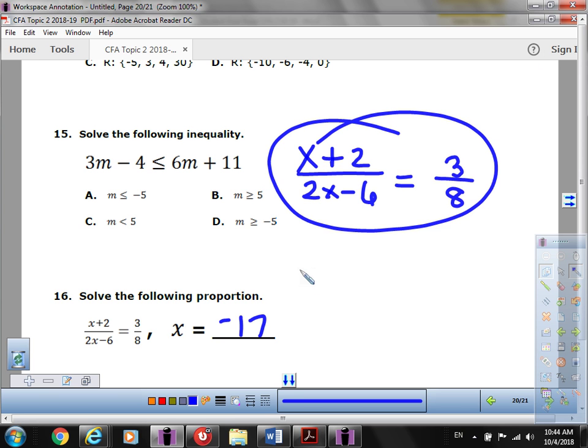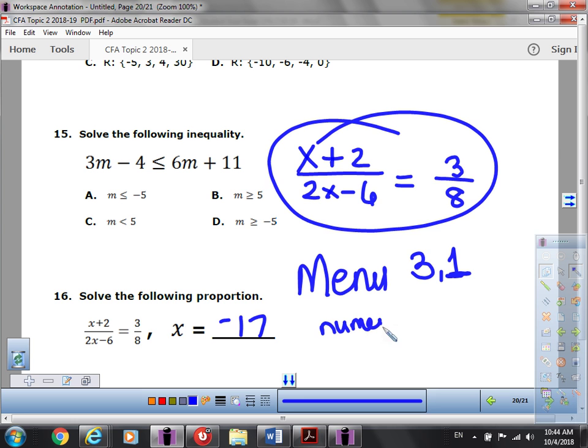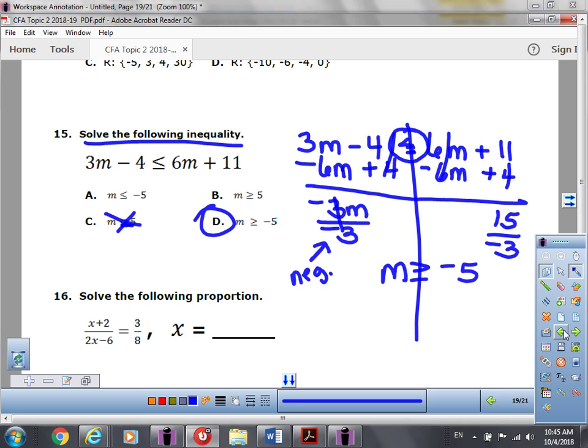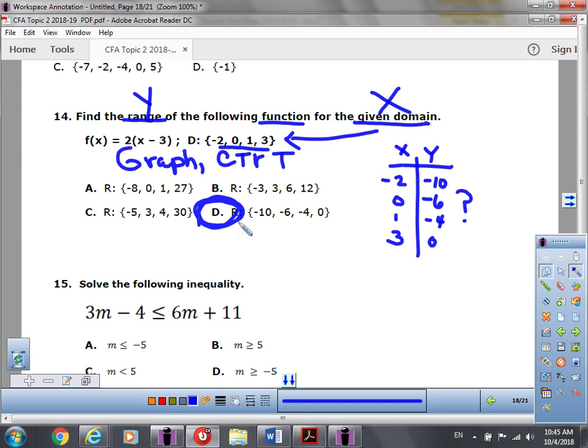So again, you could use, and write it in your notes, menu 3-1. That's what I call it. It's called numerical solve. And we can practice that more later. I always like to see you do it by hand. What was 14? 14, let me go back. 14 was D.